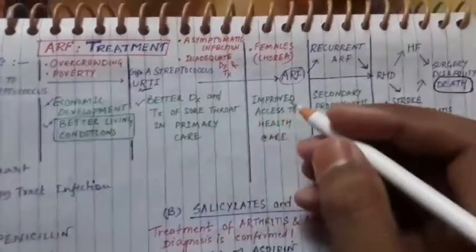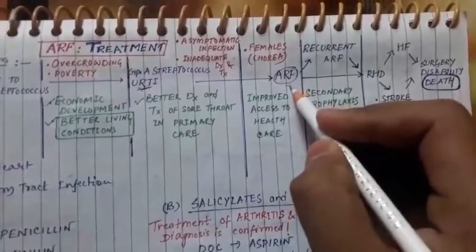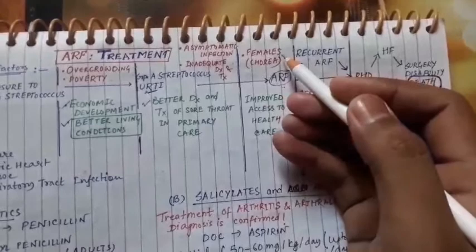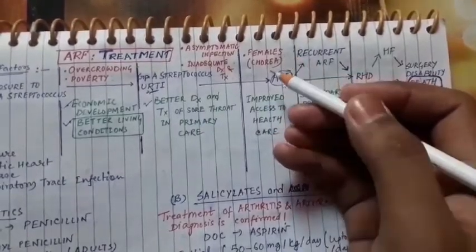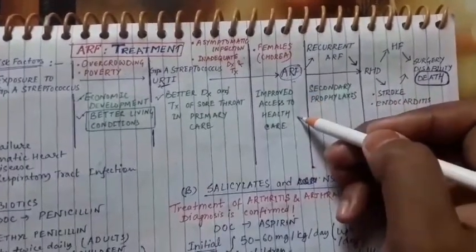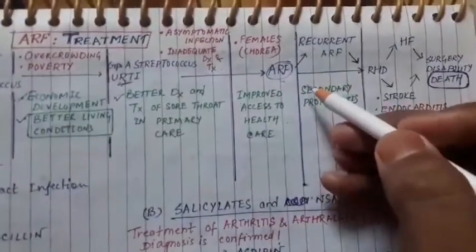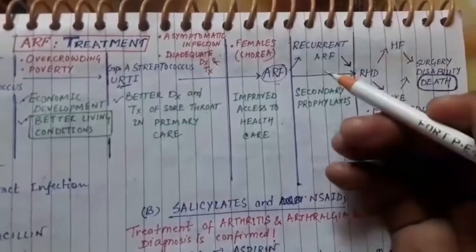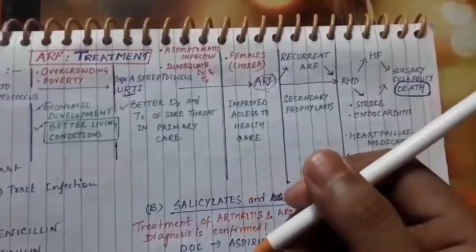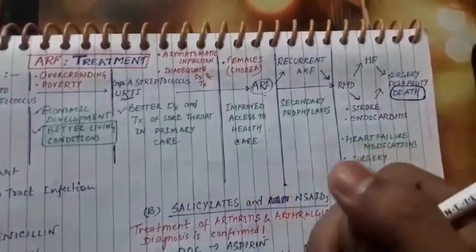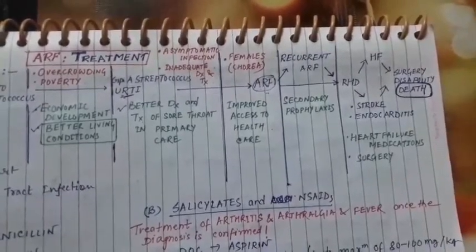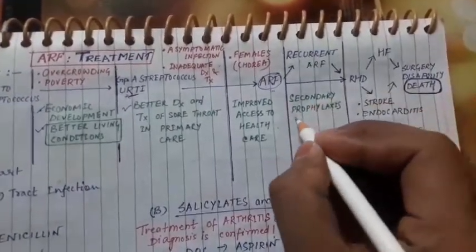Now, among patients who have developed acute rheumatic fever, females are more susceptible to Sydenham's chorea. So we should improve access to health care. Then, from acute rheumatic fever, if the treatment is incomplete, it may lead to recurrent episodes of acute rheumatic fever, and ultimately to rheumatic heart disease. The major intervention we can do here is to provide secondary prophylaxis.